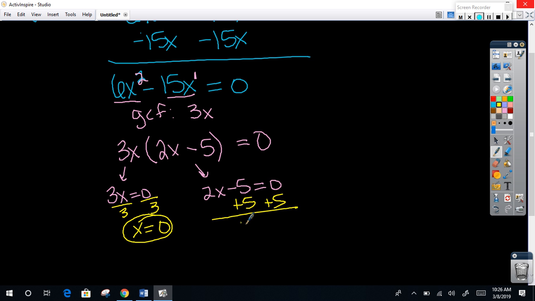2x equals 5, so x equals 5 over 2. Leave it as a fraction, just like that. There is nothing wrong with that.